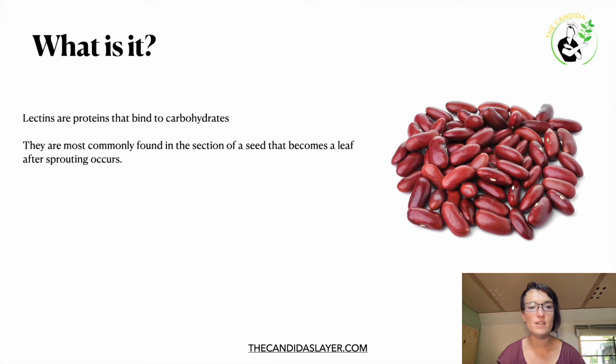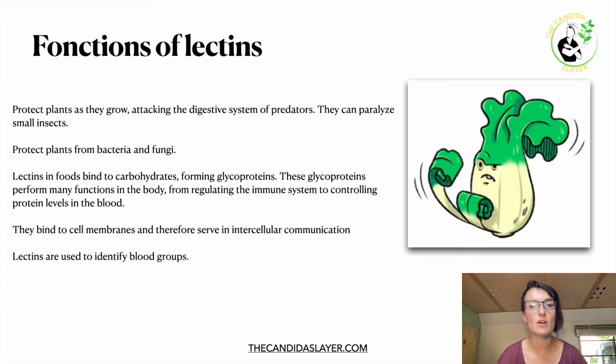Lectins are proteins that bind to carbohydrates. This is the definition of what a lectin is: proteins that bind to carbohydrates. They are most commonly found in plant foods and especially in a section of the seed that becomes a leaf after sprouting occurs. So, what are the functions of lectins?